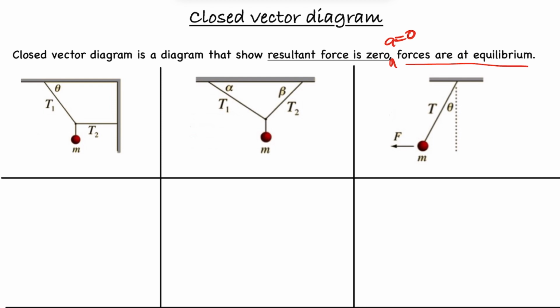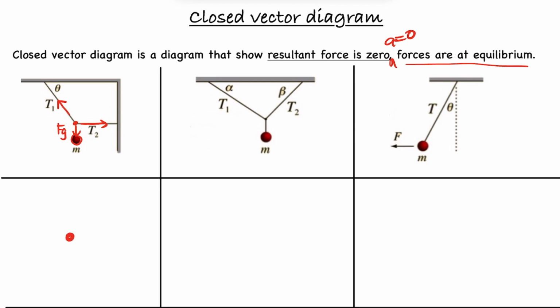Now we have three forces acting at a point. The point is this point. The three forces acting here are a tension force going in that direction and another tension force going in that direction. Since the object that hangs here has a mass, the force going in that direction will be the gravitational force. Now let's draw the free body diagram.